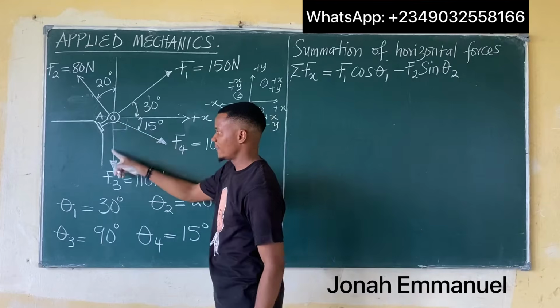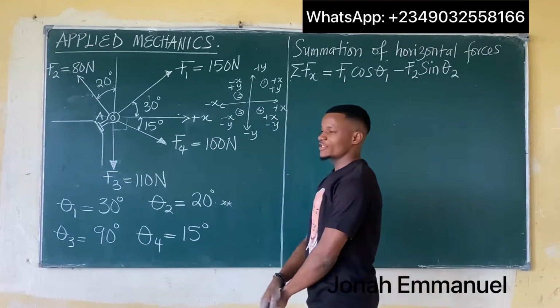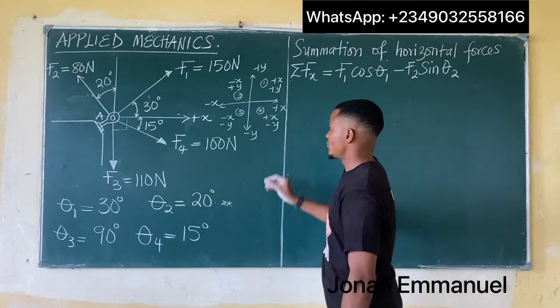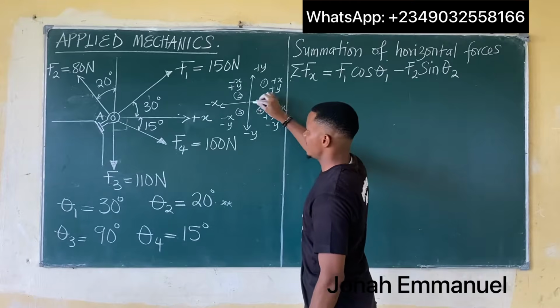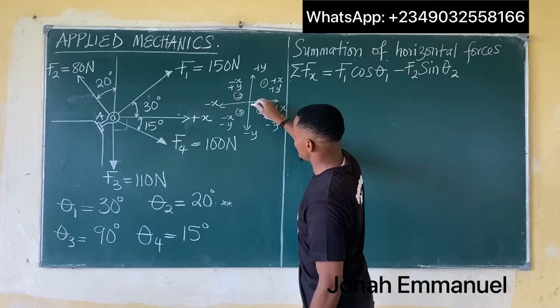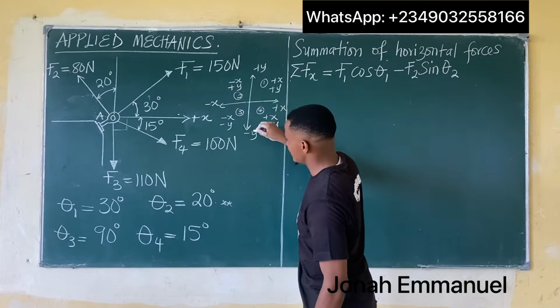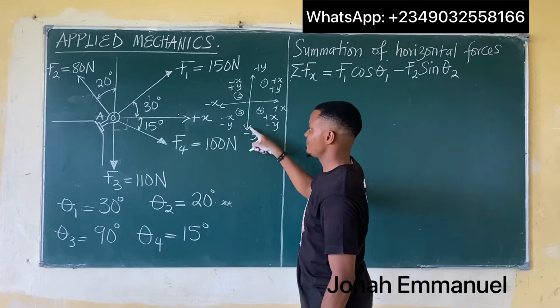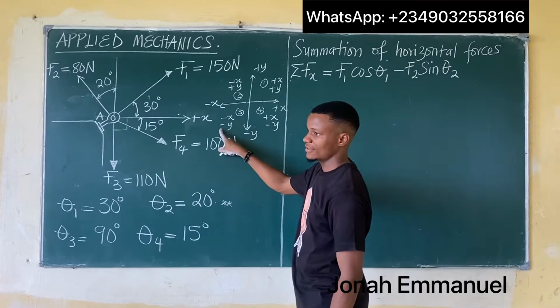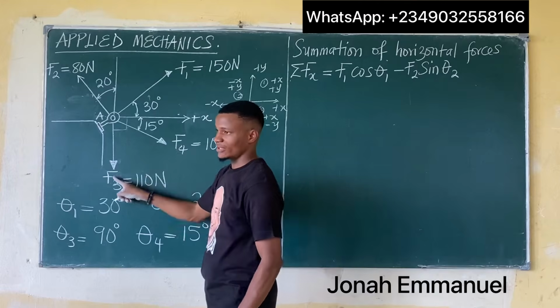F3 is this way here. So should F3 be positive or negative? We said here is positive x, here is negative x, but F3 is lying straight down like this. So at this point, is it positive of x or negative of x? The answer is that you use it as what there?